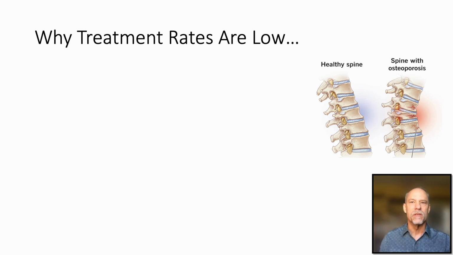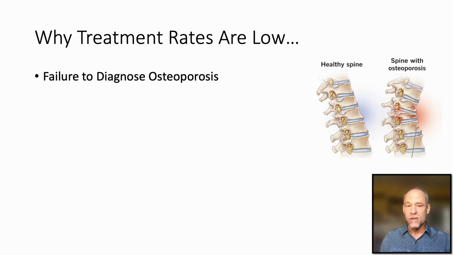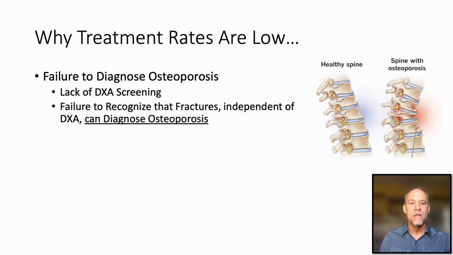I mean, all of us know that this is important. There are many things that factor in. There's a failure to diagnose. That is, we don't always make the diagnosis and then move to the treatment. There's a lack of DEXA screening. We'll talk about this more in just a minute. There's a failure to recognize that if a person has a fragility fracture, that in and of itself, despite what the DEXA says, makes the diagnosis of osteoporosis so we can treat those patients.